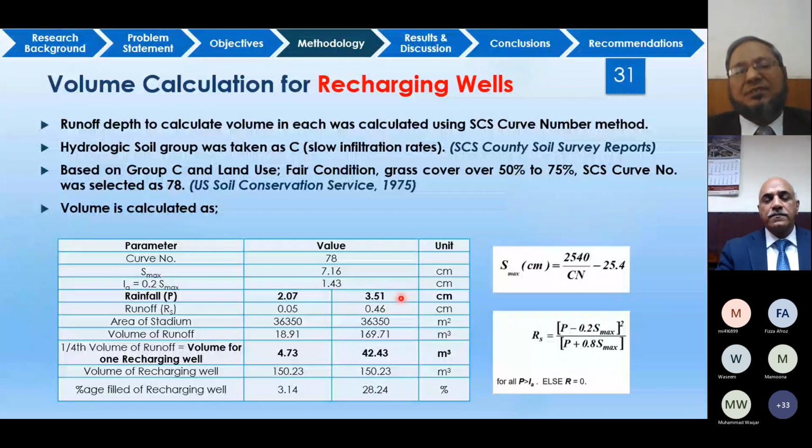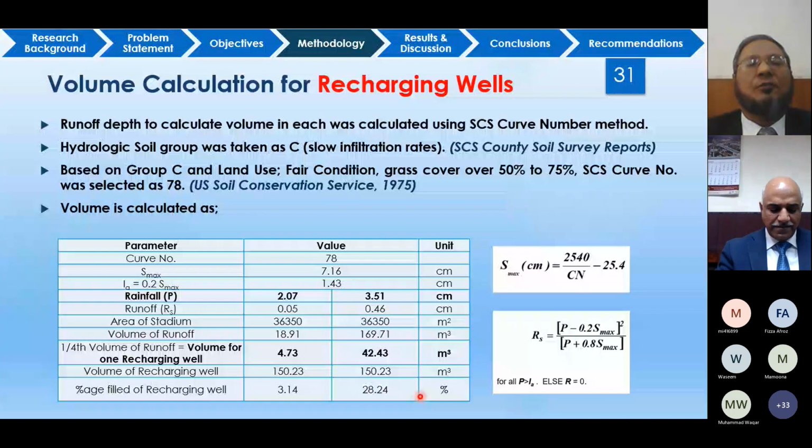Sir, sorry to interrupt you. This was the capacity of the recharging well. Time is quite high, 10:45. So it means only 28% of the volume of the recharging well would be used up. Okay.